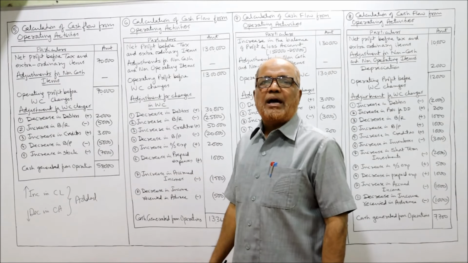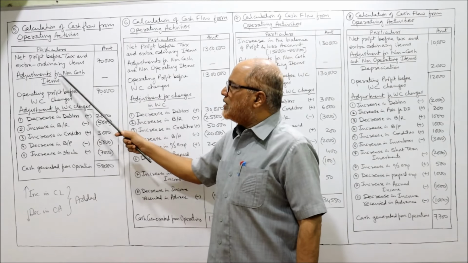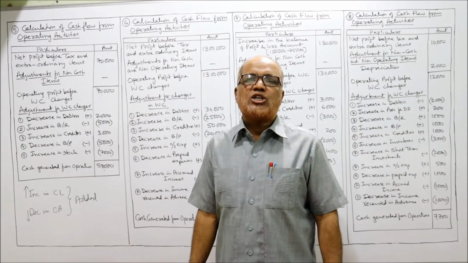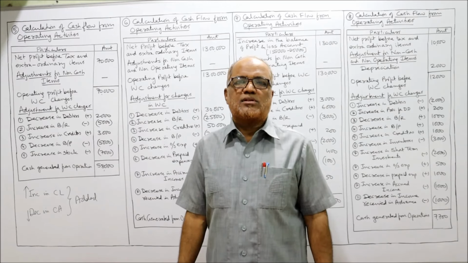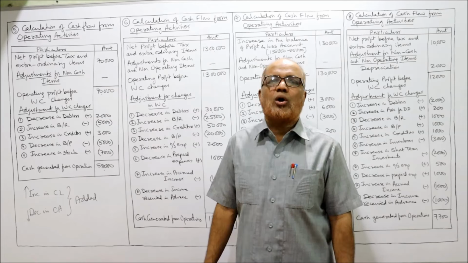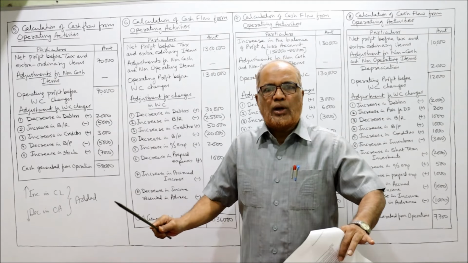Now we'll take the adjustments one by one. Adjustment for non-cash items. In this problem, we are not given any non-cash, non-operating items. In the coming problems, we will come across those non-cash and non-operating items. Presently, we don't have any.